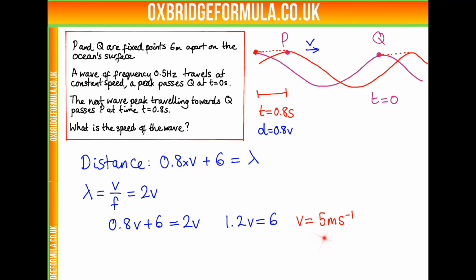This question was kind of hard in how we use the information given, because it didn't directly give us the wavelength. But we knew the distance it travelled, the 0.8v, so time times velocity, that little distance here, plus the 6 meters, gave us our wavelength. If you wanted to work out the wavelength as an extra part, the wavelength is 5 divided by f, so 5 times 2, so the wavelength is 10 meters. So this distance is 6 meters, and then there's a 4 meter gap from P to the other wave peak.